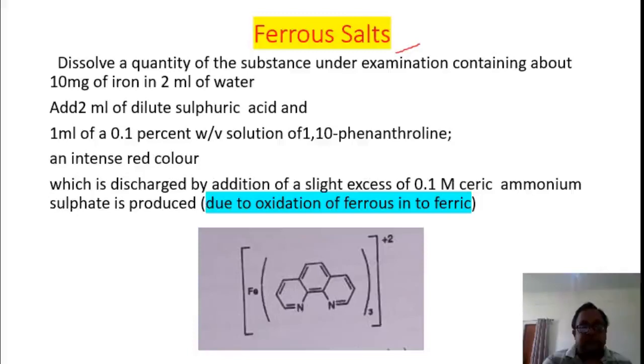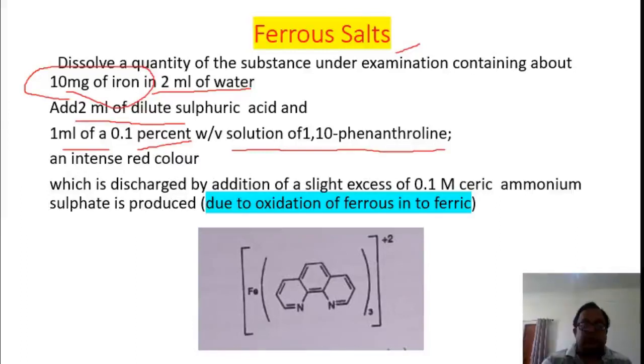So first, I am telling you the test for ferrous salt. In this, we dissolve our sample in 2 ml of water. The point to be remembered is that the quantity of iron should not be less than 10 milligram. We add 2 ml of dilute sulfuric acid, followed by 1 ml of 0.1% weight by volume solution of 1,10-phenanthroline. It gives an intense red color.